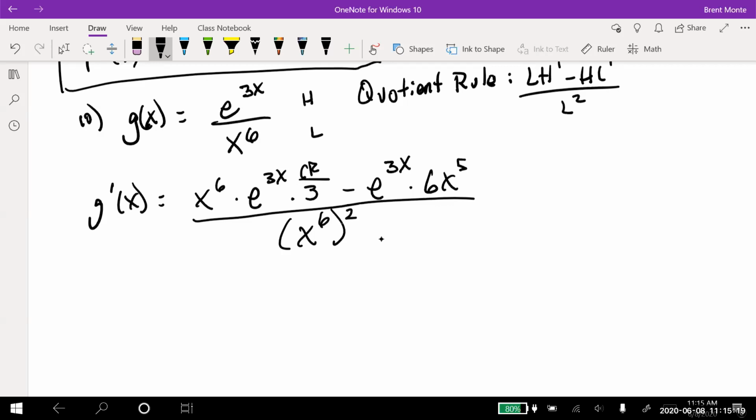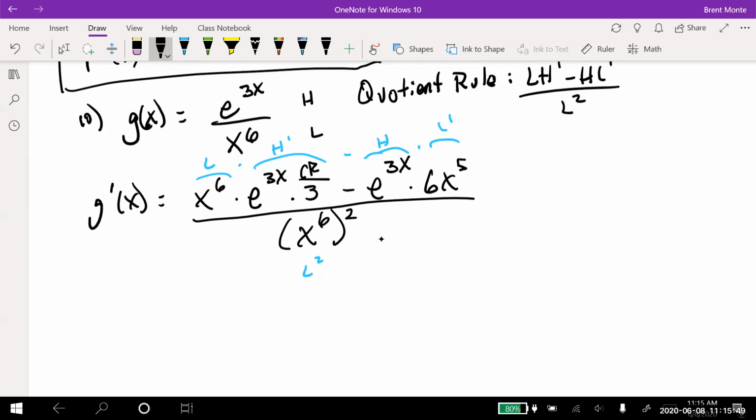All right, so again, we're going to factor this. Let me show you what the steps were. So this was high, d low, minus, I wrote it backwards, low d high, minus high d low, square the bottom, and away we go.